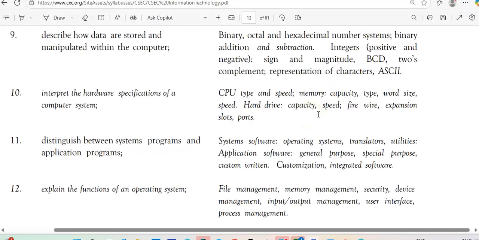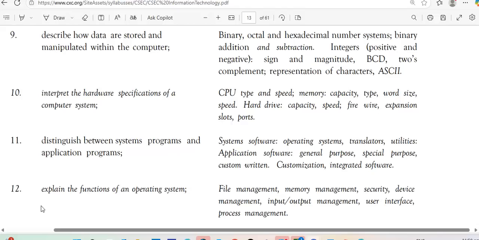All right. Distinguish between system managers, system programs, and application programs. So what's the difference between system programs and application programs? This objective is asking us to differentiate between the categories of software: system software and application software. It is important that we understand the differences between these two types because it is crucial for effective computer system management and utilization.